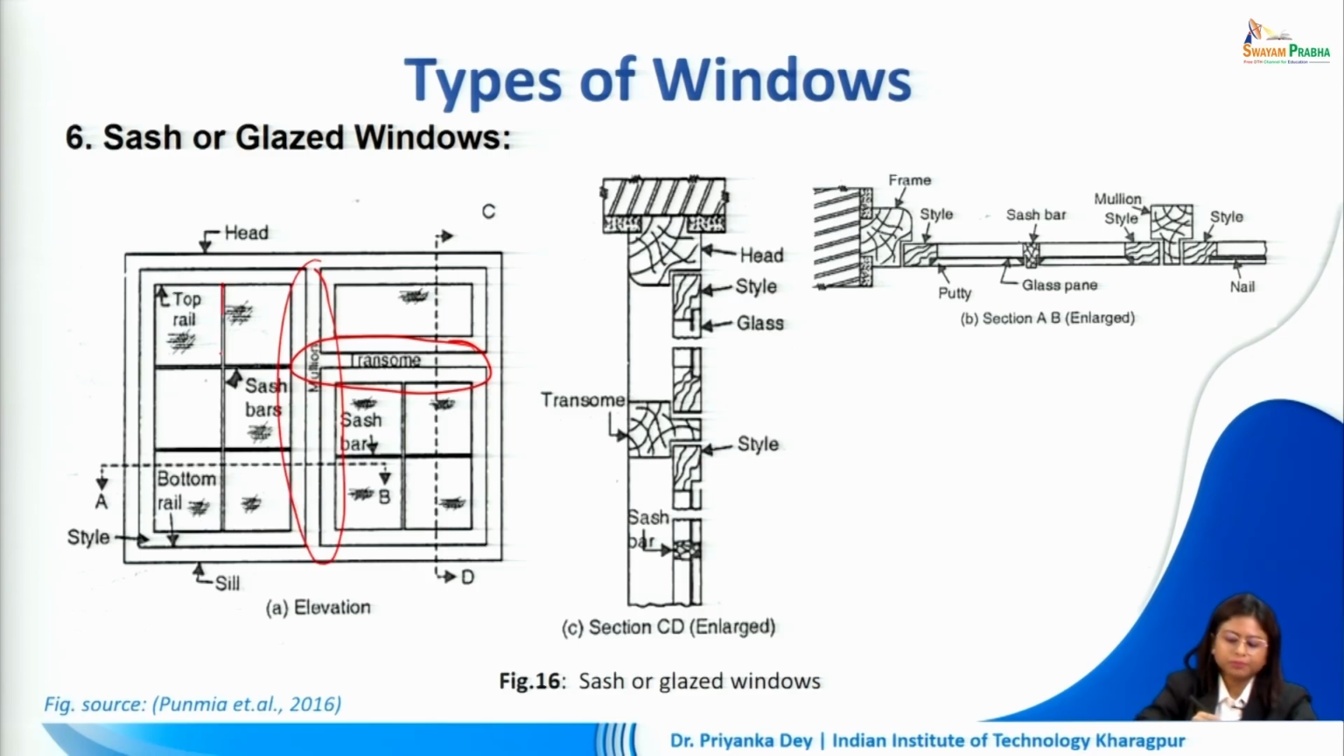Now these members which are dividing the space of the shutter into small window panes, these are the sash bars. Now within the sash bar, the glass pane can be fixed with the help of putty, or we can also use beads to fix this glass within this portion.